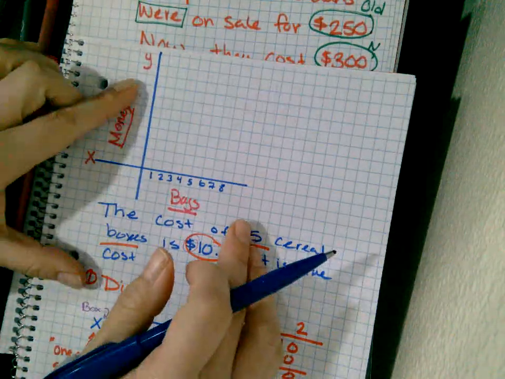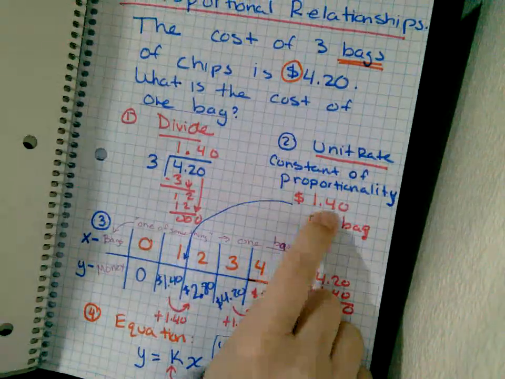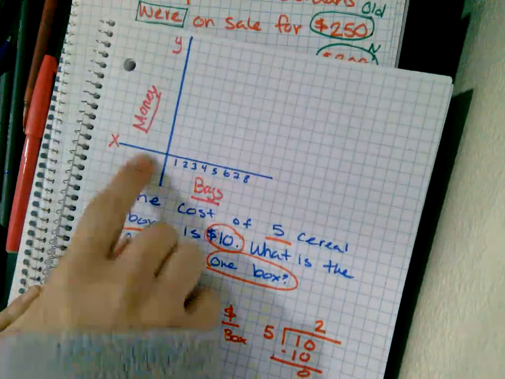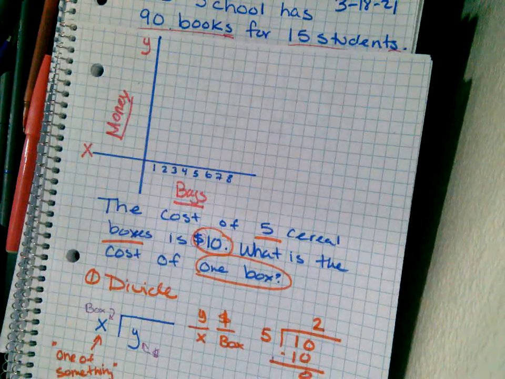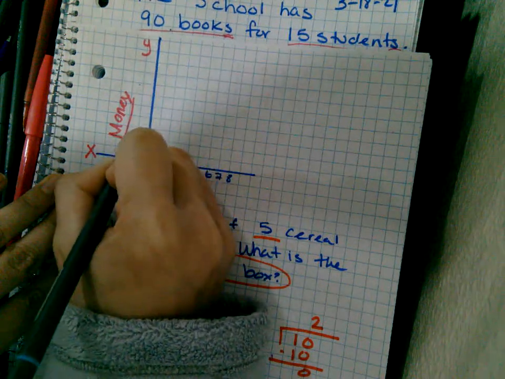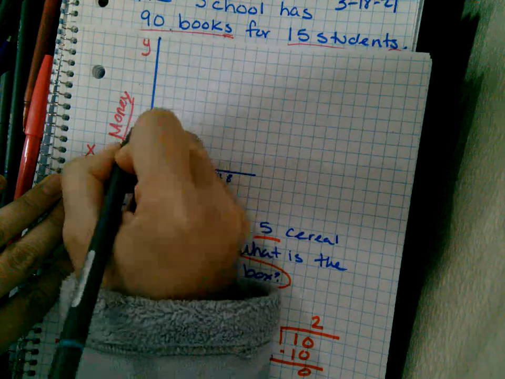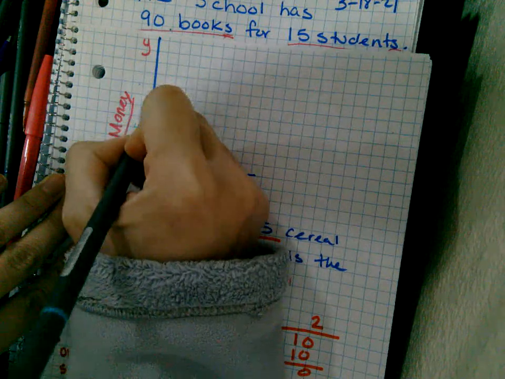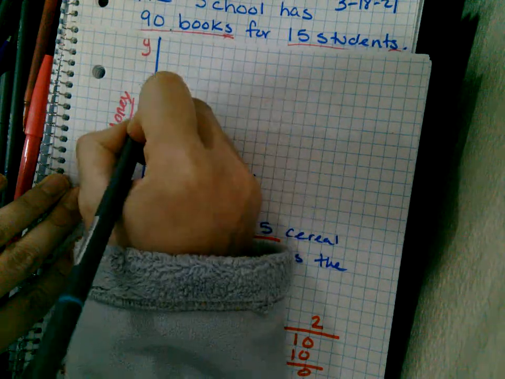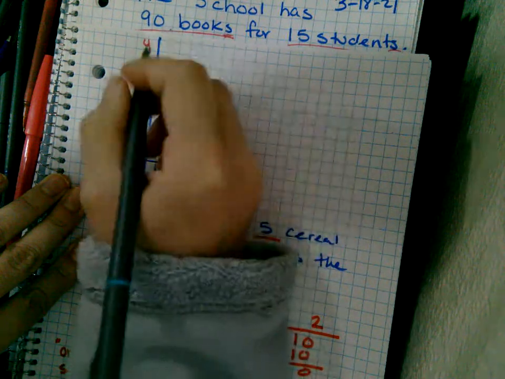On your Y, you're going to count by your unit rate. I don't know what my unit rate is, Miss Amelia, I forgot. Okay, cool. Go back. Oh, look, my unit rate is 1.4, 1.40. Cool. So here, you're going to go up by 1.4. This is where a nice sharp pencil will be very helpful. 1.4, 2.8, 4.2, 5.6, 7, 8.4, 9.8.